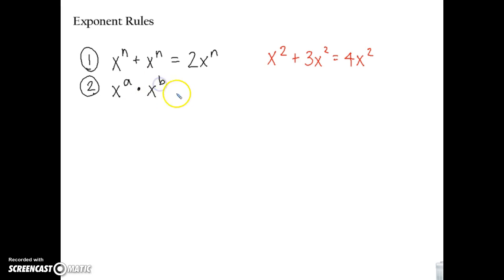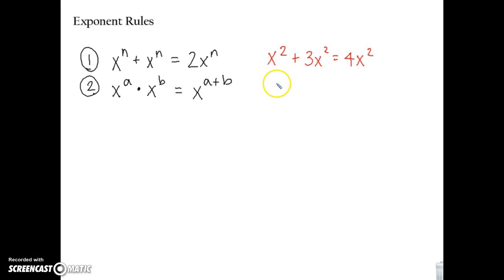All right, another situation we might see might be x to the a times x to the b. So now we're multiplying and we have the same base, but different exponents. Well, if we're multiplying, we're just going to add our exponents. So that becomes x to the a plus b, depending on whatever your a and b are.